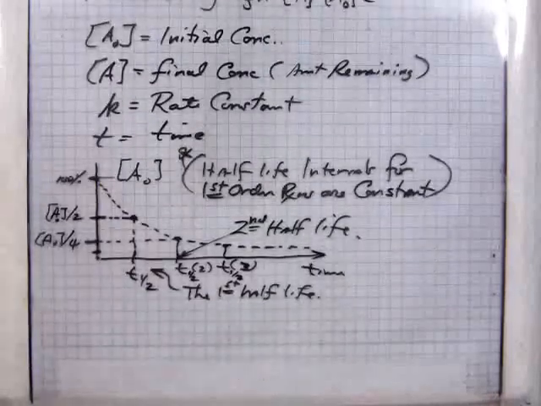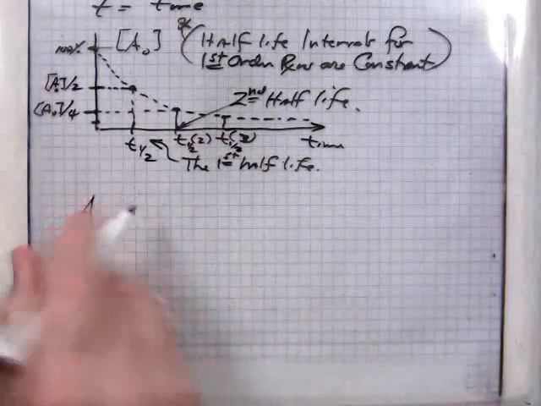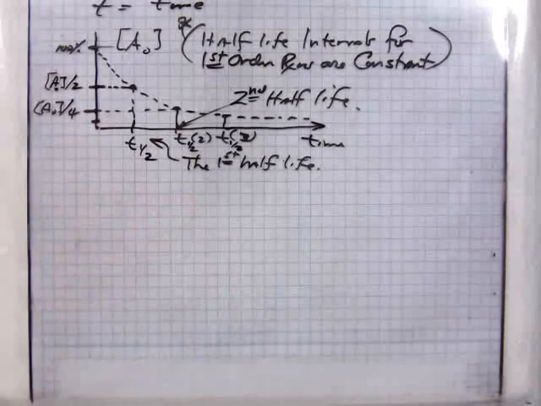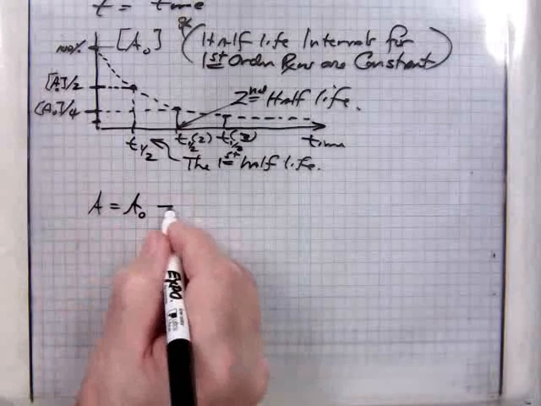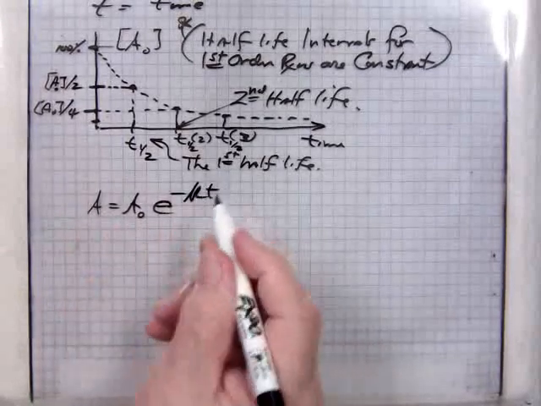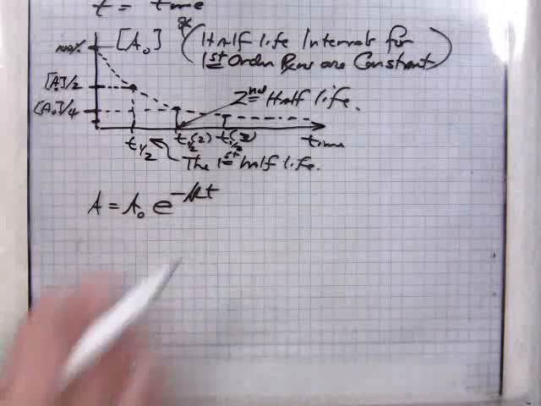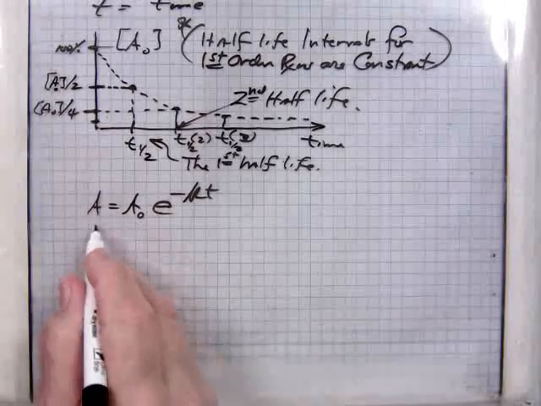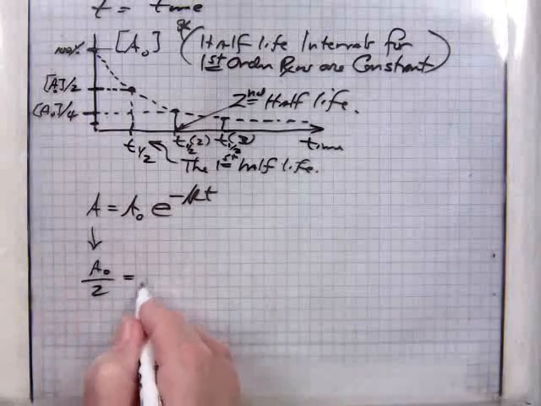Now, if we take the half-life expression, I'm just going to use A. They're all molar concentrations or percent concentrations. A equals A sub O e to the minus KT. Okay? What is the expression if we cut the initial concentration in half? What would be over here? That would be A naught over 2. So if A goes to A naught over 2, we have this expression.